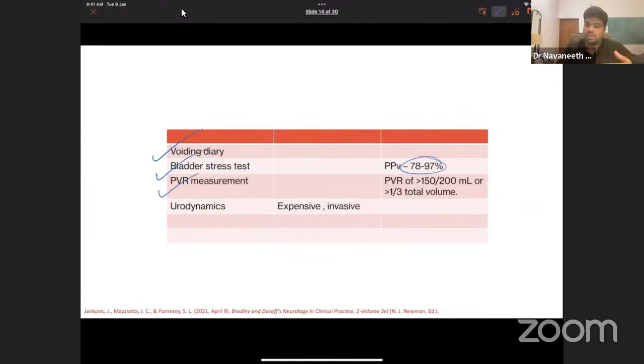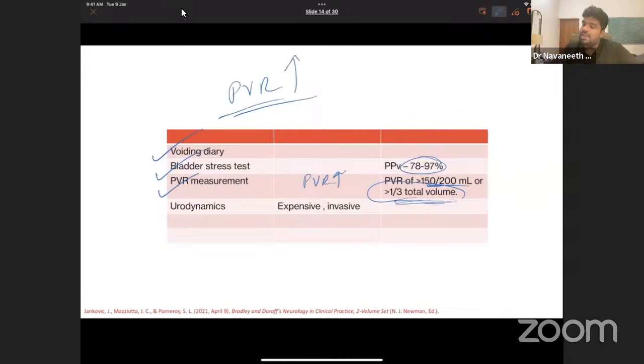Then you do a post-voidal residual volume. We have kept a cutoff of 100. Below 100, 50 to 100, that's normal. If it's above 200, then it is definitely abnormal. The midway range requires repeated testing and further evaluation. So a PVR of more than 200 or 150, or 1/3 of the total volume that has been voided, if it persists in the bladder after 10 minutes, is called a significant PVR.